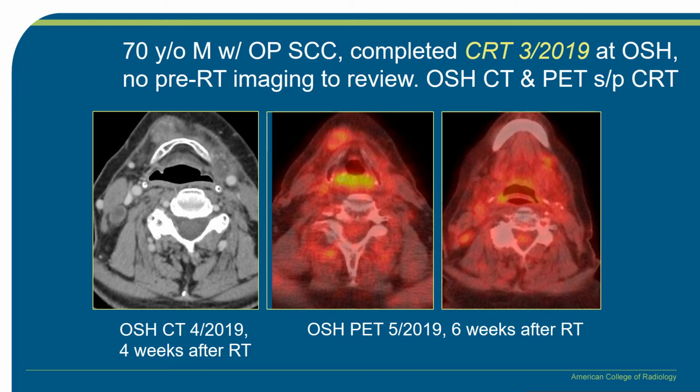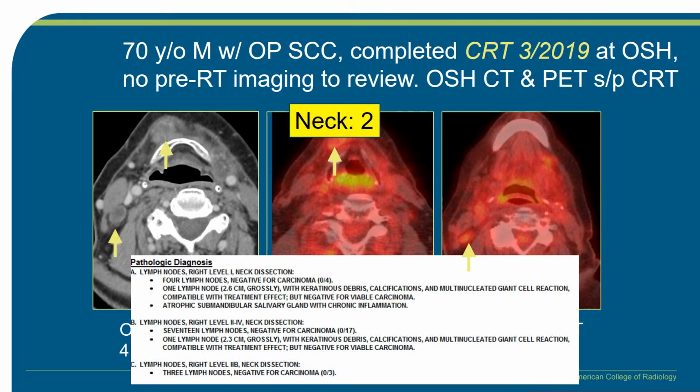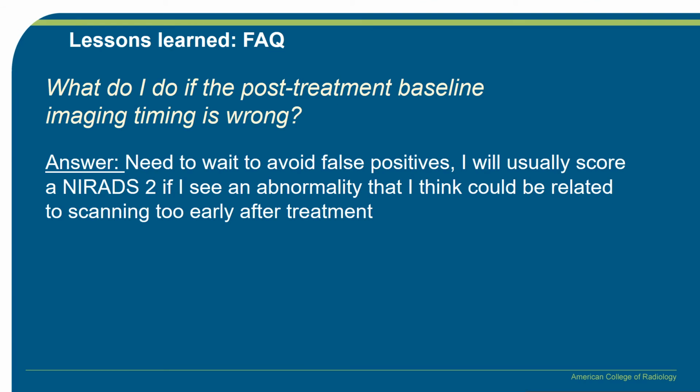But what happened in this case is also not unusual. The surgeon and the patient were too nervous about these, so they went for a neck dissection instead, and it was a completely negative neck dissection. And I think it's just a good learning case that they can look very irregular still with FDG uptake, but if it's not the right time frame, maybe false positive. So what do you do if the timing is wrong? You really need to wait to avoid false positives. So I'll usually score those in NI-RADS 2.